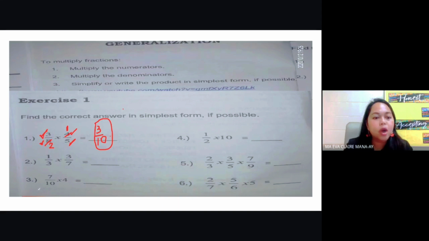All right, now we go to example number 3 here. For example number 3, you have a fraction and it is multiplied by a whole number. Now, as you can remember, whenever you have a whole number, the denominator would just be equal to 1.